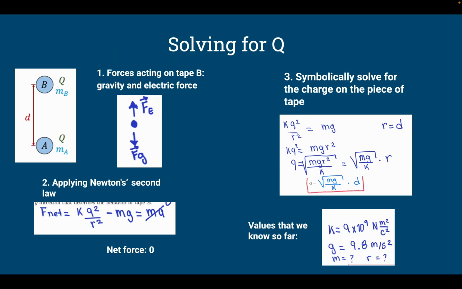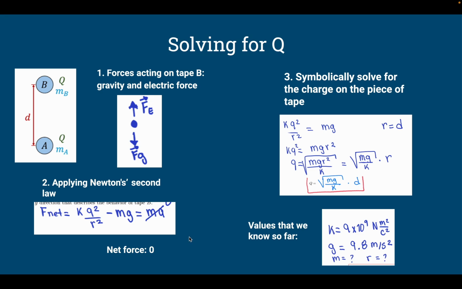Following understanding the forces acting on the tape, it is easier to solve for the charge of the tape by using Newton's second law. The forces acting on tape B, which is the tape at the top, are gravity pointing down and the electric force pointing up. It points up because it's experiencing a repulsion from tape A, which is found at the bottom.